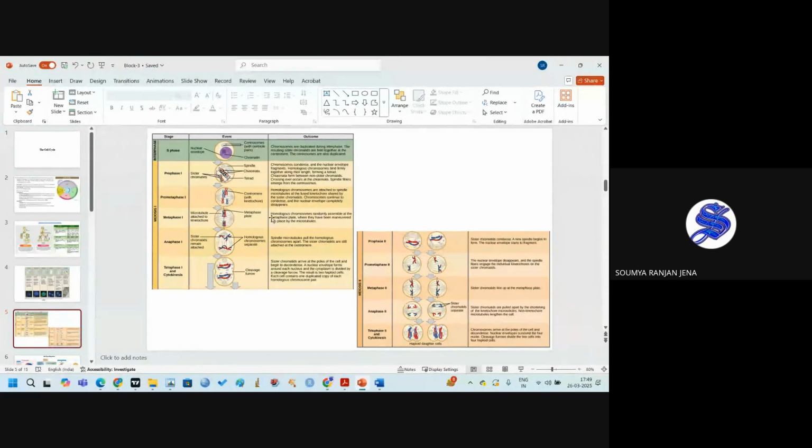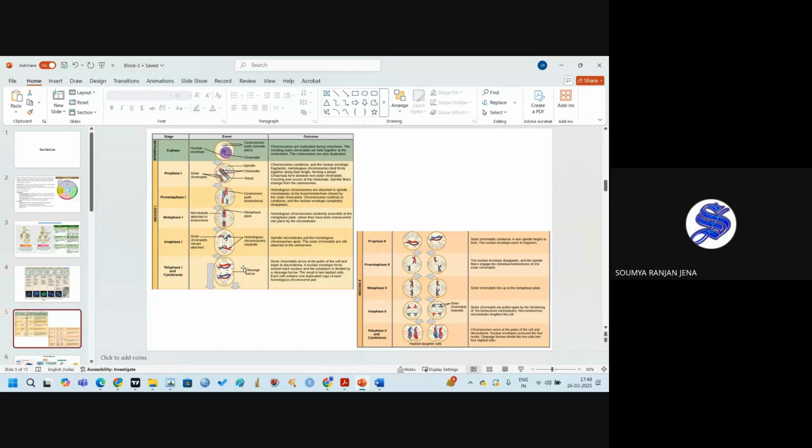And in metaphase, the same as mitosis metaphase, the homologous chromosomes randomly assemble at the metaphase plate, which is in the center of the cell, where they are attached to different microtubules. And in anaphase, the spindle microtubules pull the homologous chromosomes apart, and the sister chromatids are still attached at the centromere. Here, the sister chromatids stay attached at the centromere in anaphase, and the spindle pulls them to the ends of the cell.